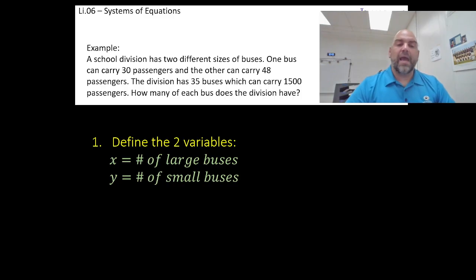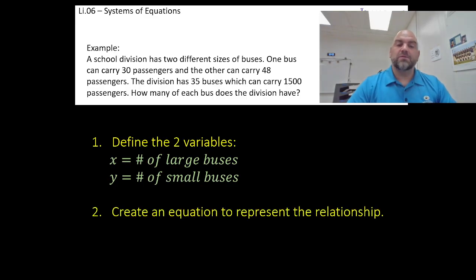So I'm going to use X as being the large buses and Y as being the small buses. If you want to flip that around, that's totally fine. Just know that in my examples, X is large buses, Y is small buses. This is important to know because when we solve this and we're given a value of X and Y that make a solution, we have to know which one represents large buses and which one represents the small buses.